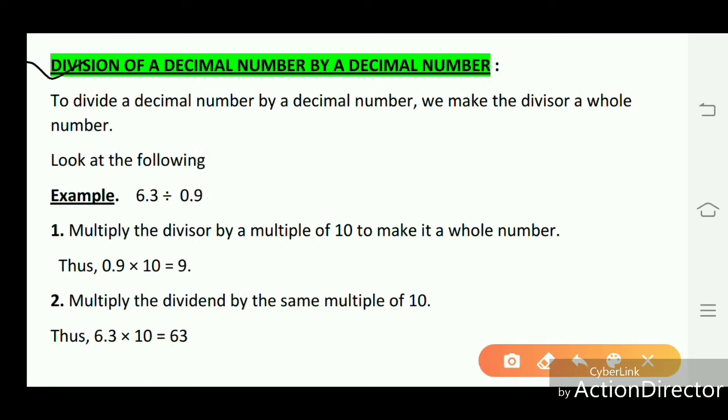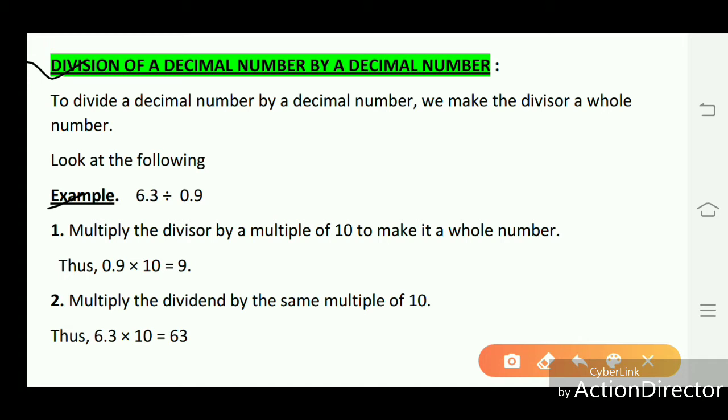Now division of a decimal number by a decimal number. To divide a decimal number by a decimal number, we make the divisor a whole number. Look at the following example: 6.3 divided by 0.9. Here both the divisor and dividend are decimal numbers. First multiply the divisor by a multiple of 10 to make it a whole number. Thus 0.9 multiplied by 10 gives product 9, because the decimal moves right-hand side one place.